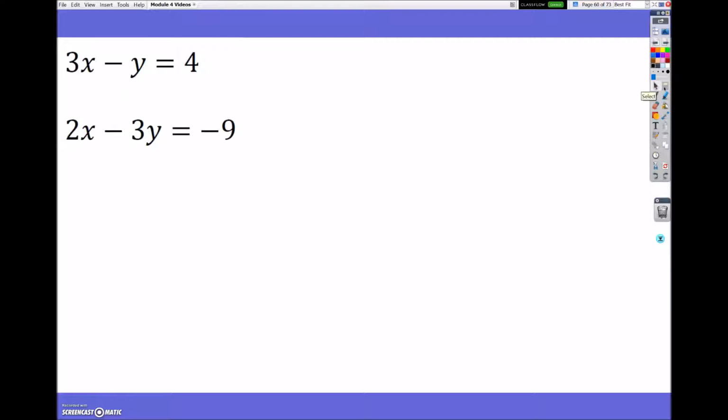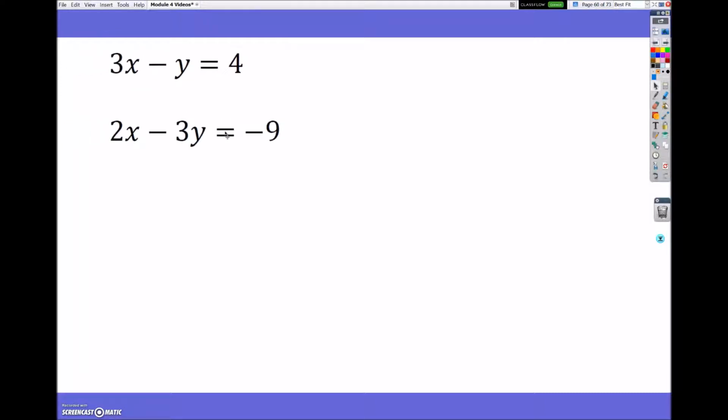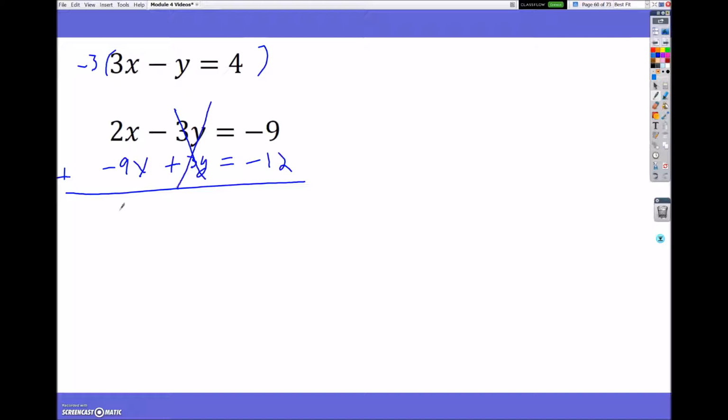What you can do is you could either use substitution by getting this y by itself, or what I see is if I multiply this top equation by negative 3, I'm going to get a new equation of negative 9x plus 3y is equal to negative 12. So when I do this now and I add the two equations, I can use elimination by eliminating these y's to get negative 7x, and that's going to equal negative 21. So when I divide both sides by negative 7, I'm going to get x is equal to 3.